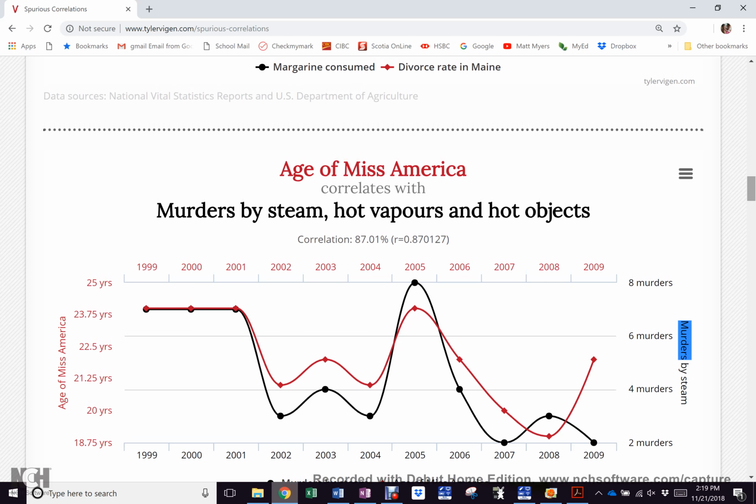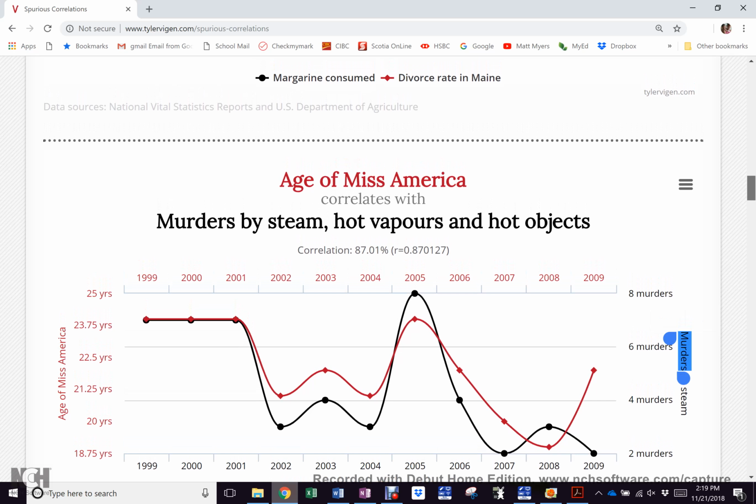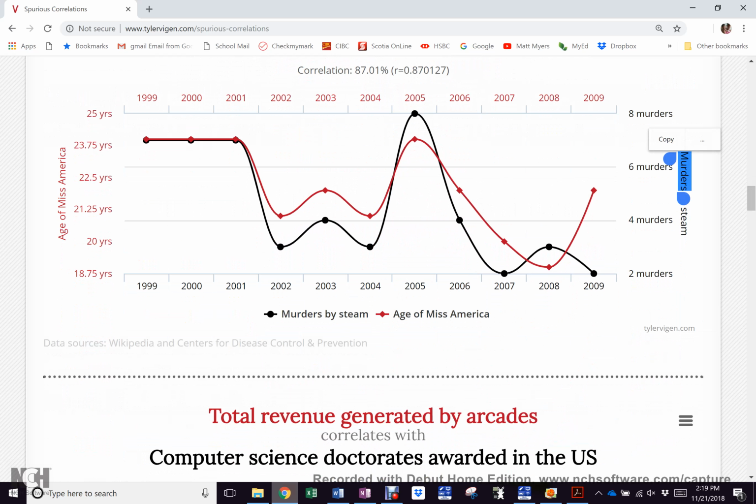Where's the next one? Everybody ready for the next one? Now this one is tricky. Total revenue generated by arcades correlates with computer science doctorates awarded in the U.S. This one almost makes sense, doesn't it? Because who makes an arcade game? A computer scientist. So if there's more computer scientists, doesn't it make sense that there might be more money in arcades?